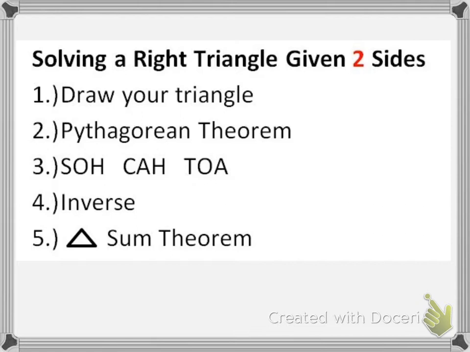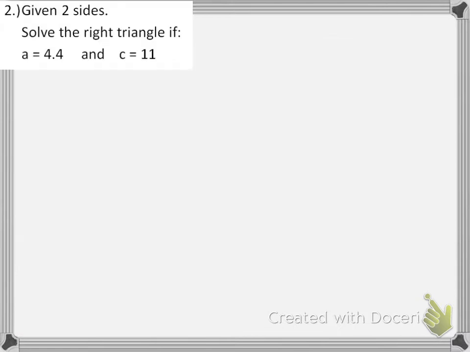Make sure that you write down these 5 steps, because these are going to be the 5 steps that you will use every single time that you are solving a right triangle given two sides. Step 1, draw your triangle. Step 2, use the Pythagorean theorem. Step 3, we're going to use SOHCAHTOA, which means sine, cosine, or tangent. Step 4 will always be where we're going to take the inverse, and step 5 is going to be using the triangle sum theorem, which is that all of the interior angles inside of a triangle should add up to 180. So here's the example that we're going to work with, and this is if you are given two sides.